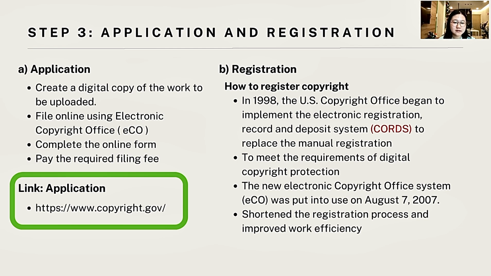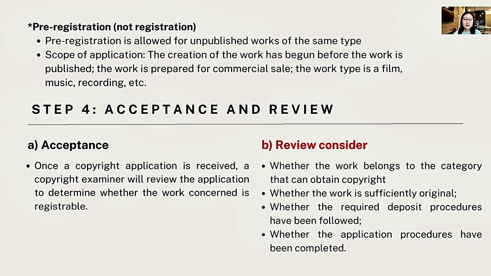The second is the registration. There are three ways to register: online registration, fill out paper forms, and scan QR code and print applicants' forms. Among them, online registration is the fastest and most popular among the public. Registration takes about 3 months. It is important to note that pre-registration is allowed for unpublished similar works, but this process is not formal registration.